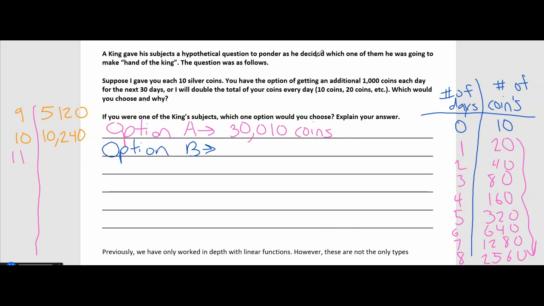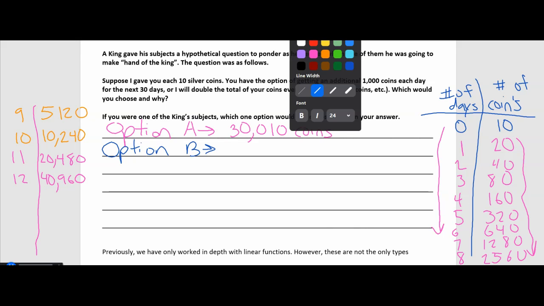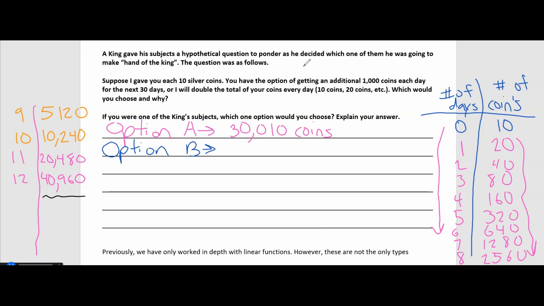And it's already growing quickly from day 0 to day 10, because it is doubling. It just doesn't seem like a big amount because for option A, you're getting 1,000 coins each day. And you can see, from day 0 to 6, you don't even have 1,000 coins from option B. But let's think about it. So day 11, you have 20,480. After day 12, you have 40,960. So after day 12, you already have more coins than you'll ever have from option A.